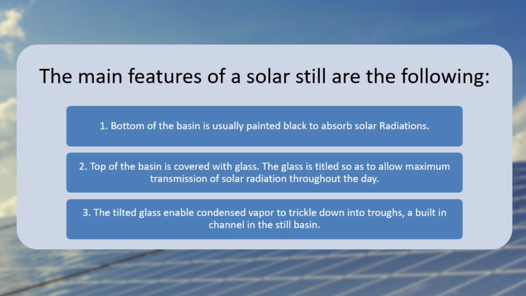Second feature of solar still is the top of the basin is covered with glass. The glass is tilted so as to allow maximum transmission of solar radiation throughout the day. Third feature of solar still is the tilted glass enables condensed vapor to trickle down into troughs built in a channel in the still basin.